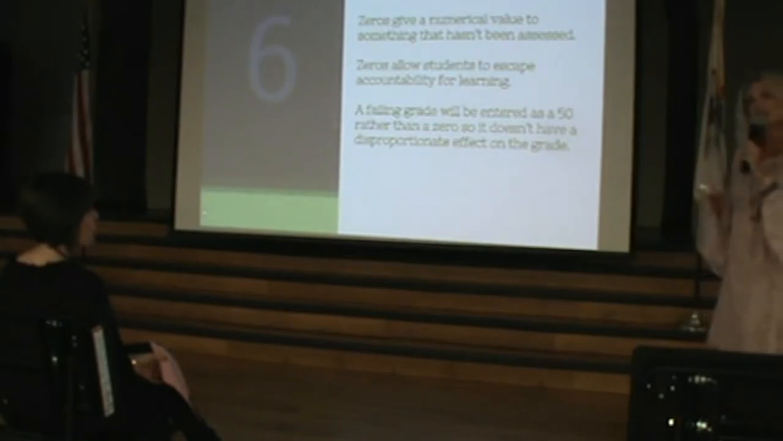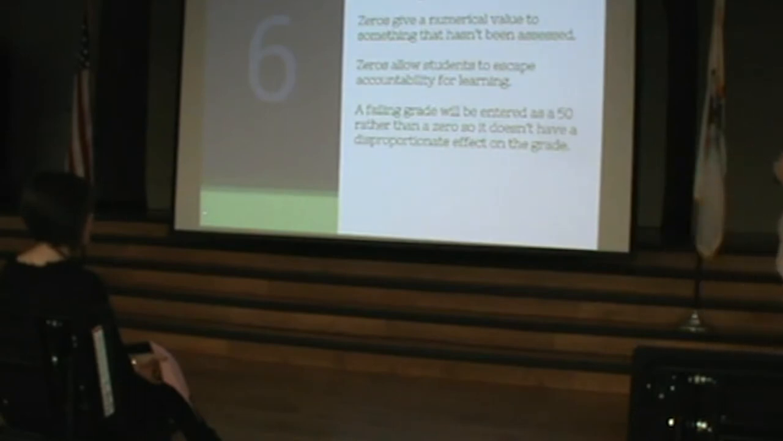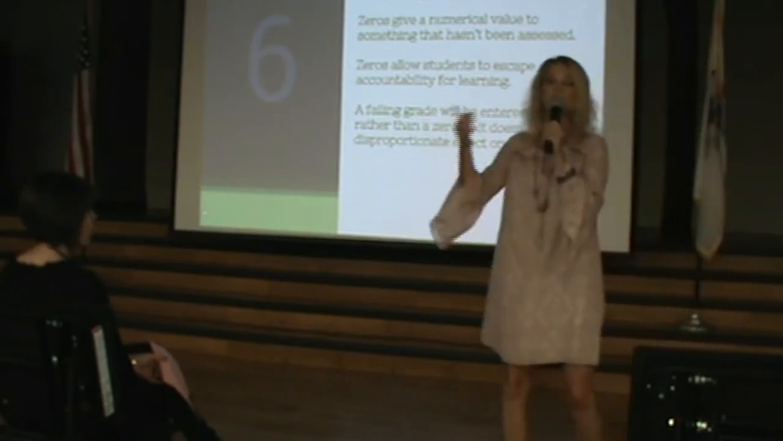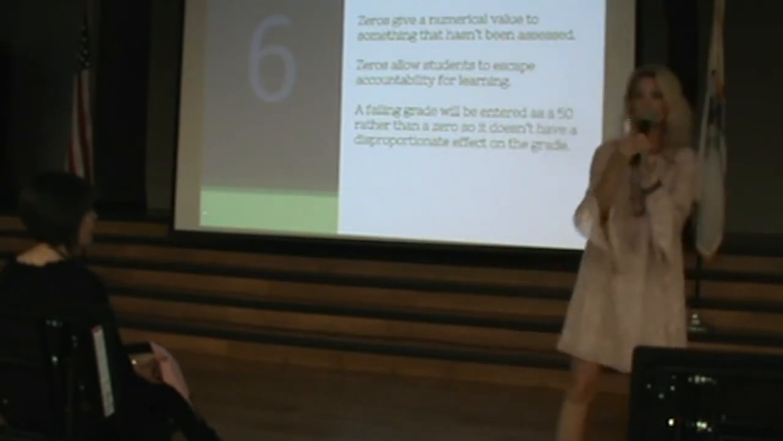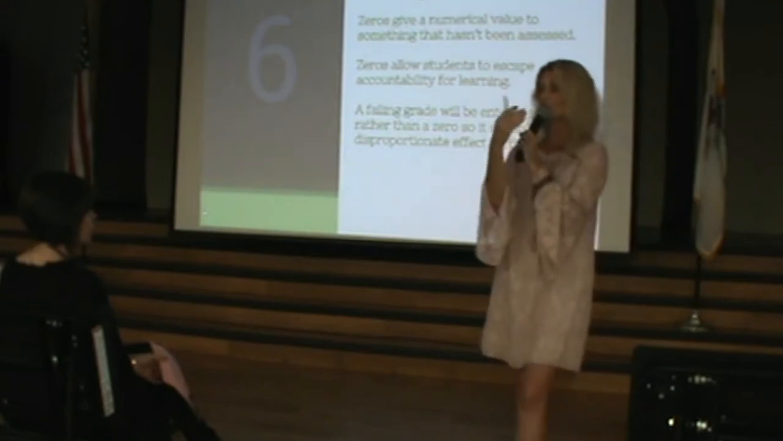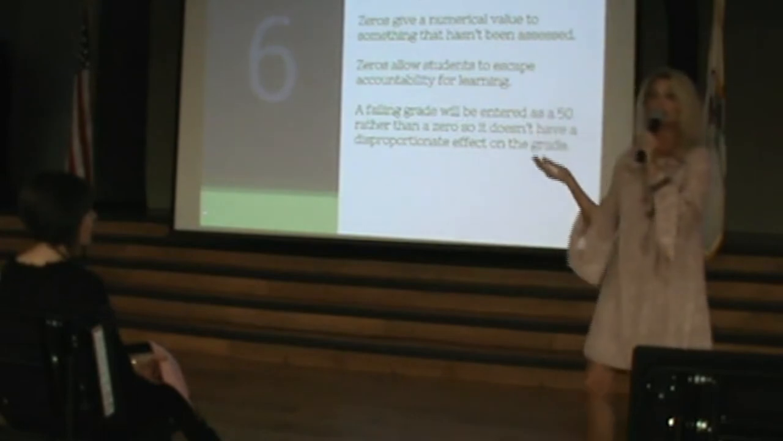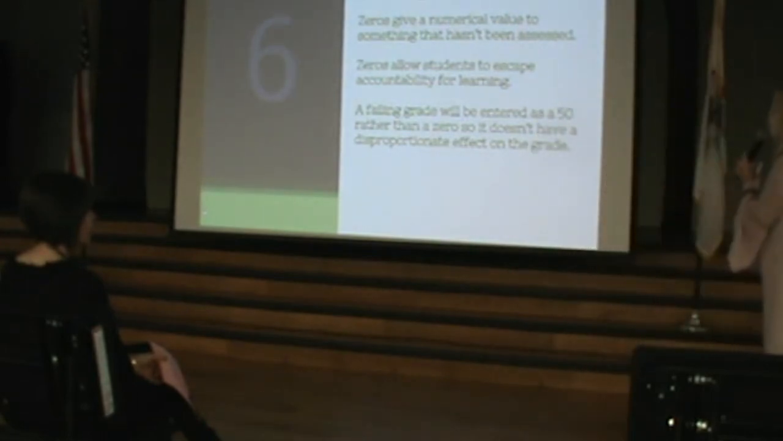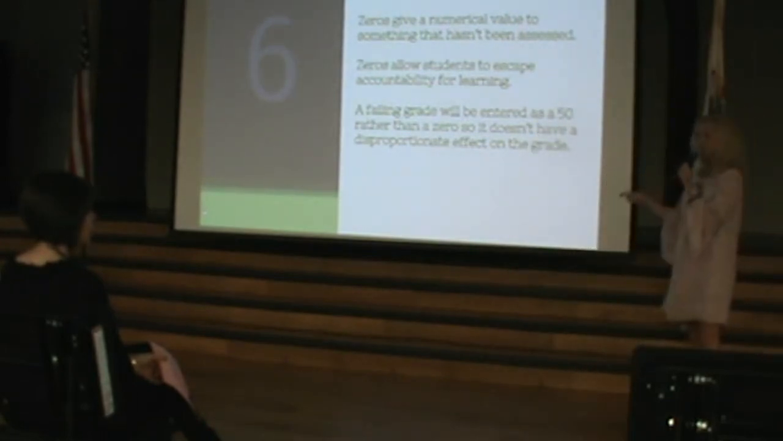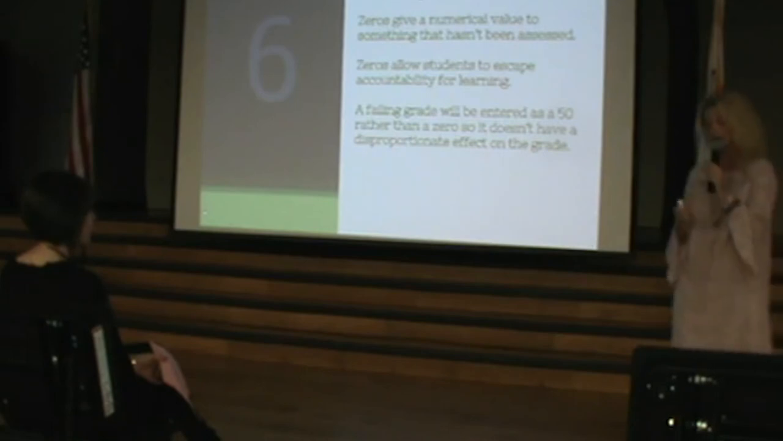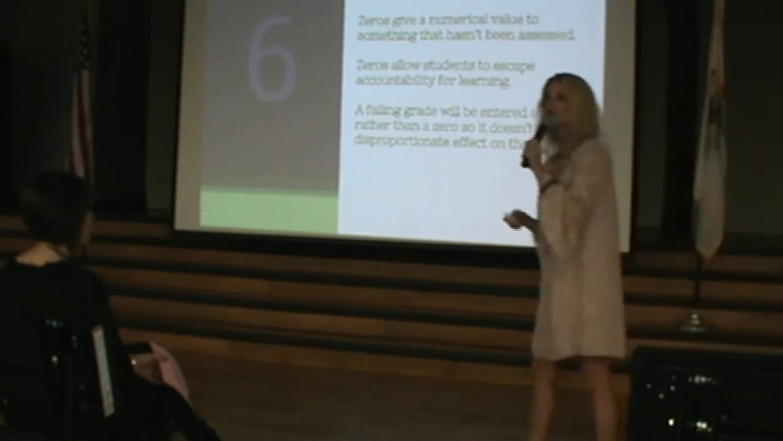We need to be able to collect evidence on how kids are doing and progressing in the curriculum. Now, there are some times that a failing grade gives us information. It tells us this child has not shown growth towards this particular standard. So I'm not saying there will never be failing grades. However, we're going to enter it in as a 50 rather than a zero. So it doesn't have, and the key here is, a disproportionate effect on the grade. Let me show you quickly what I mean by that.